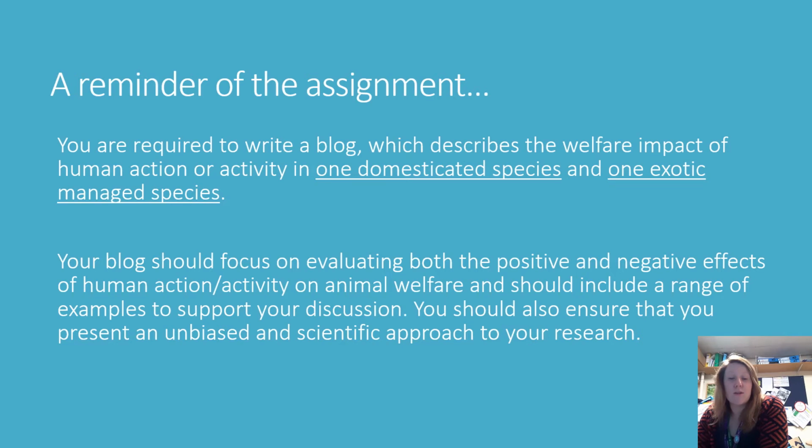So your blog needs to focus on evaluating both the positive and negative effects, and that needs to be for both species. So again, if you just focus on the positive in, say, the cat and the negative in the lion, you won't fully hit the learning criteria. So make sure that you are covering both positive and negative in both of your species, and you should be absolutely fine. The range of examples that you choose is entirely up to you, but again, we're focusing on human action and human activity, so make sure it's very clear what the impact of humans is in the welfare implications that you're discussing.